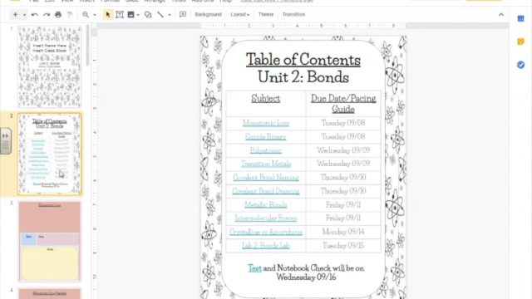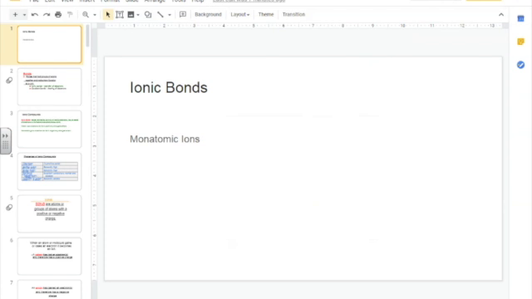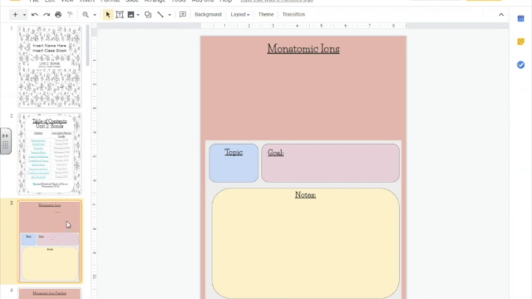And then there is a lab for the bonds. It is a bonds lab. So that'll be Tuesday the 9th or the 15th. Your notebook check and test will be on Wednesday the 16th as well. So first, we are going to go over ionic bonds. So you all should be on the monatomic ion page.